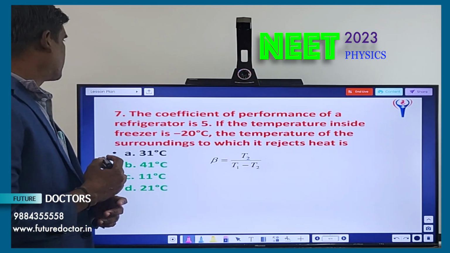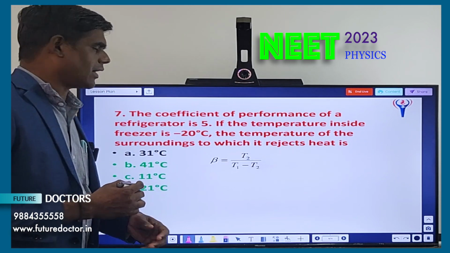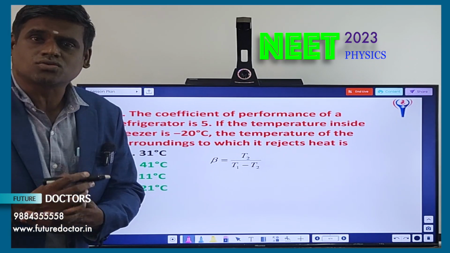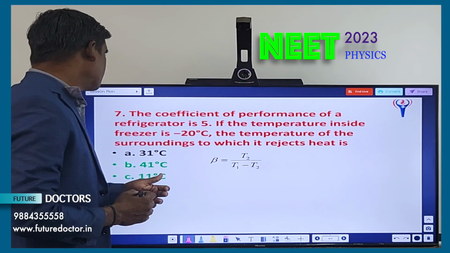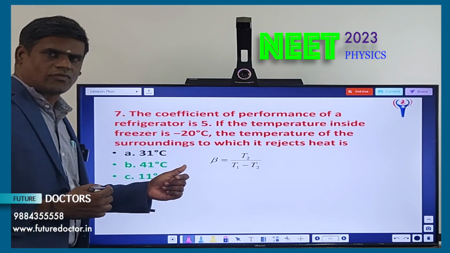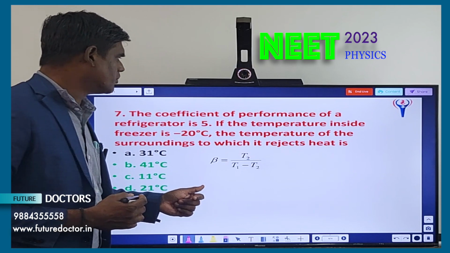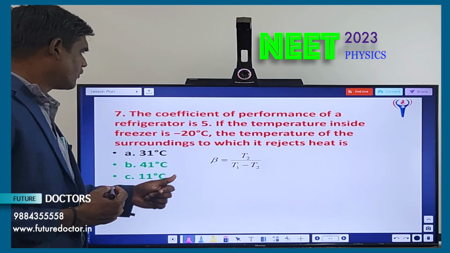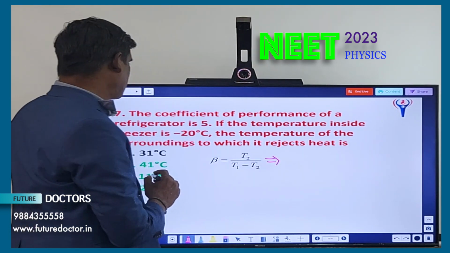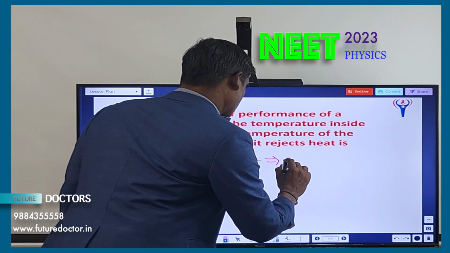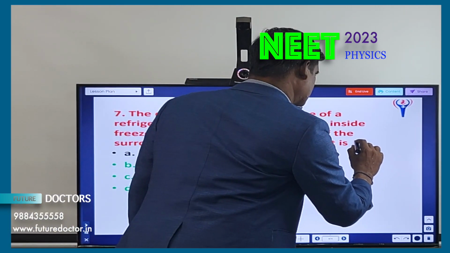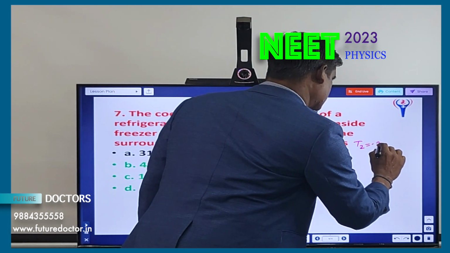The coefficient of performance of a refrigerator is 5. If the temperature inside the freezer is minus 20 degrees Celsius, then the temperature of surroundings to which it rejects heat is dash. The formula is coefficient of performance beta equal to T2 by T1 minus T2. Here you want to find T1. Beta is given as 5. 5 equal to T2 by T1 minus T2. T2 is minus 20 degrees Celsius.